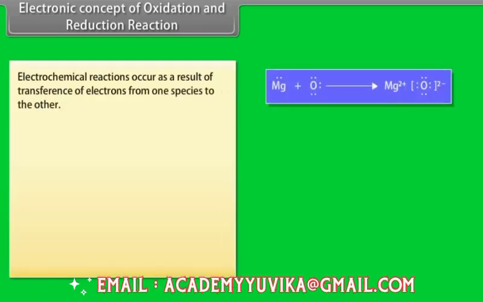Electronic concept of oxidation and reduction reaction. Electrochemical reactions occur as a result of transference of electrons from one species to the other. Consider an example. If magnesium is burnt in oxygen, it gets oxidized to magnesium oxide. In the formation of magnesium oxide, 2 electrons from a magnesium atom are transferred to an oxygen atom.